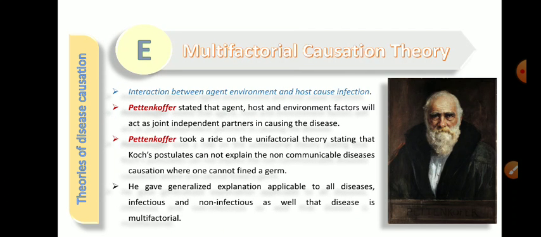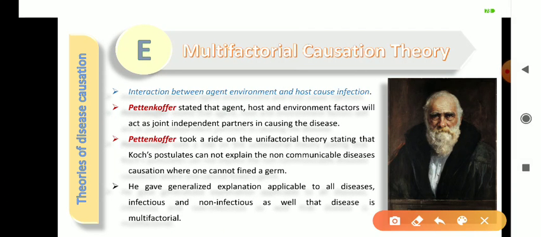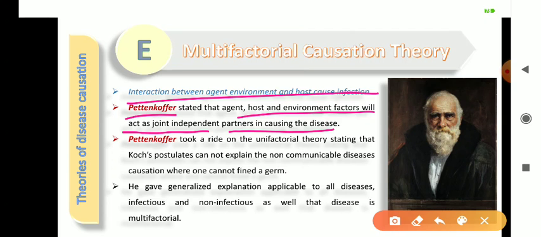The next theory we are going to discuss is the multifactorial causation theory. Interaction between agent, environment and host causes infection. This was stated by Pettenkofer. He stated that the agent, host and environment factors act as joint independent partners in causing the disease. Means they are the ones responsible for causing the disease.